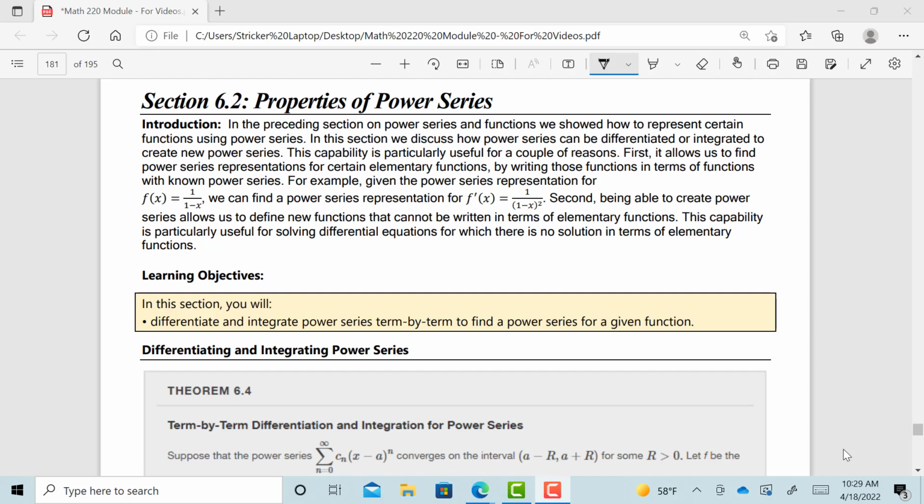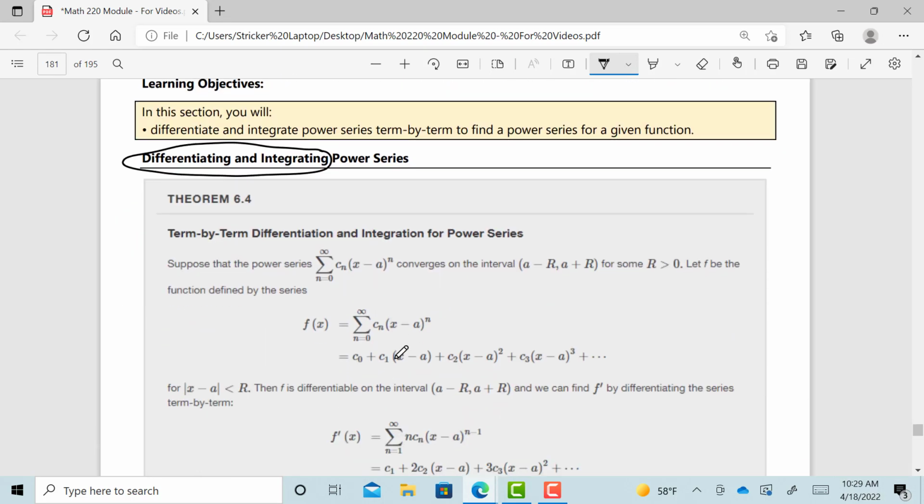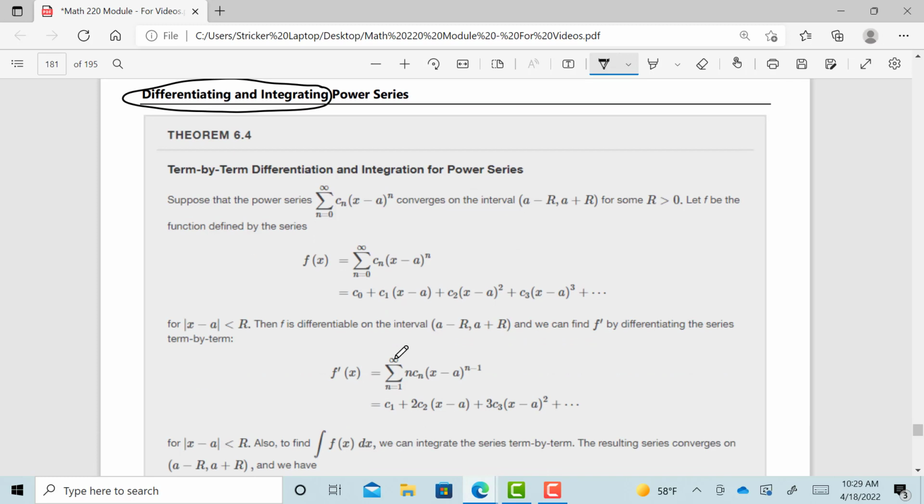This video is going to cover section 6.2, which is titled Properties of Power Series, and we're going to be focusing in on two specific properties that we have for power series, and that is the ability to integrate and differentiate a power series. And sometimes this is something that we need to do in order to be able to represent a function as a power series. And so in theorem 6.4, it shows how this is done.